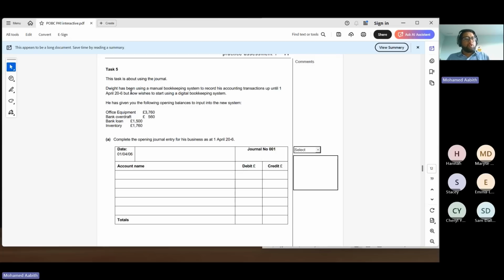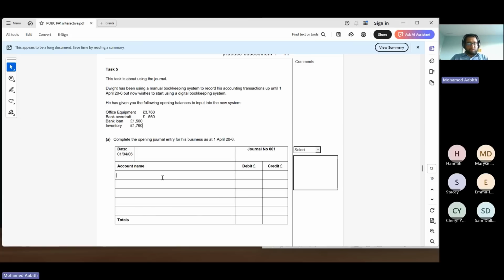What they have here: Dwight has been using a manual bookkeeping system to record his accounting transactions up until the 1st of April 2016. Now he wishes to start using the digital bookkeeping system. He has given you the following opening balances to input into the new system. So you have all of those here. And you have 4 entries. But if you notice, 1, 2, 3, 4, 5, there are 5 entries here. So it could be something is missing. We'll find out later on what it is.